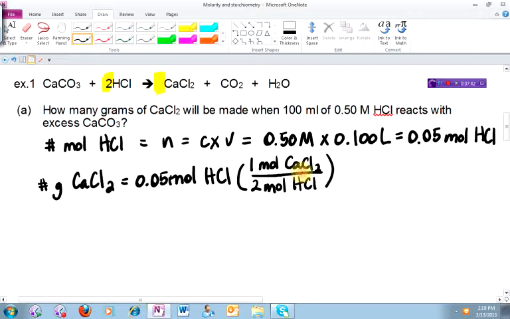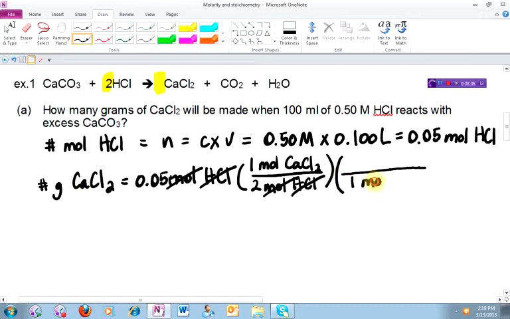Now you'll notice that I wrote the compounds, and the reason that you should be doing that is so that you can make sure that you set up your conversion factor properly so that it's canceling out the variables that you want to cancel out and leaving what you want it to leave. Now we want to go from moles to grams, so that's where we use our molar mass.